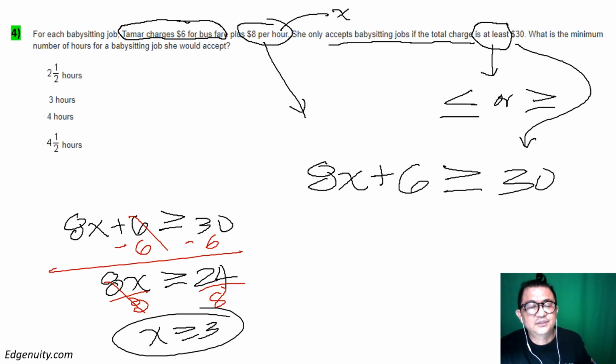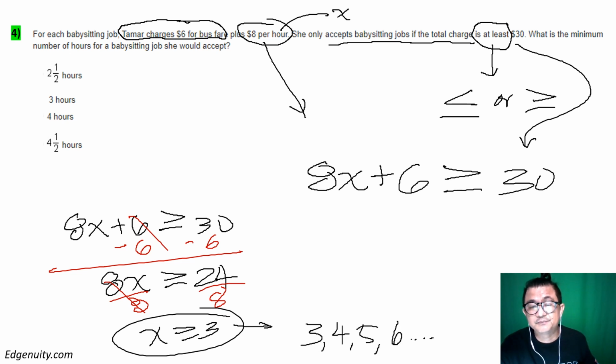So 3 hours. Okay, so she can work for what? She can work for 3 hours, 4 hours, 5 hours, 6 hours, up to whatever she likes. And the fractions are also included. So what is being asked? What is the minimum, the smallest possible number of hours? 3 hours then. Okay? Now, that's it.